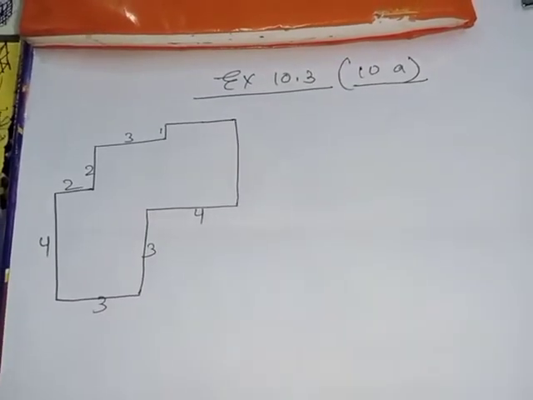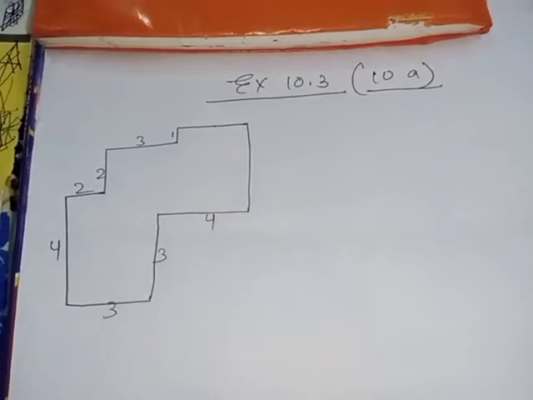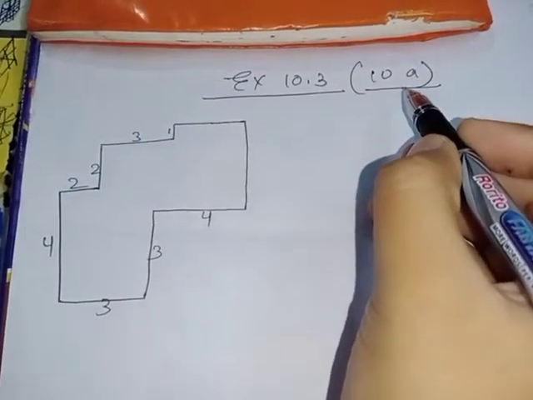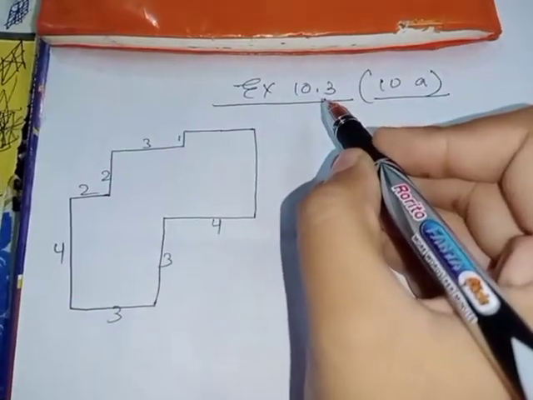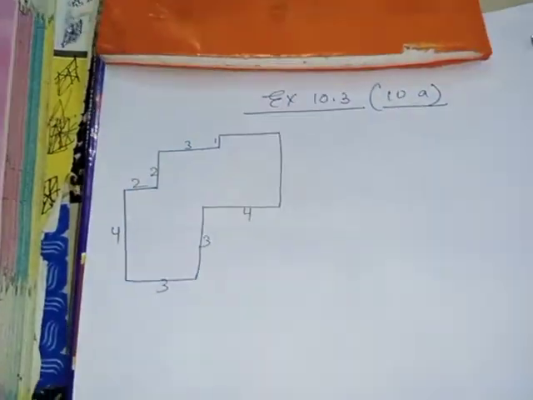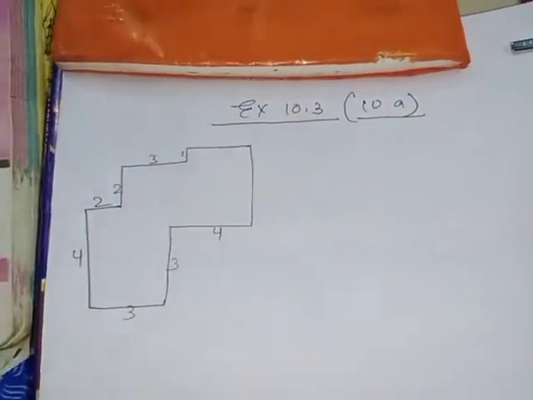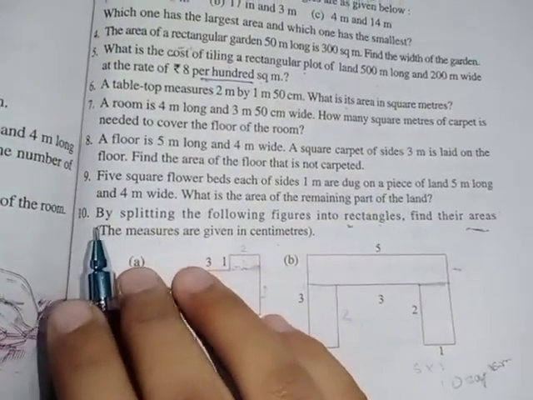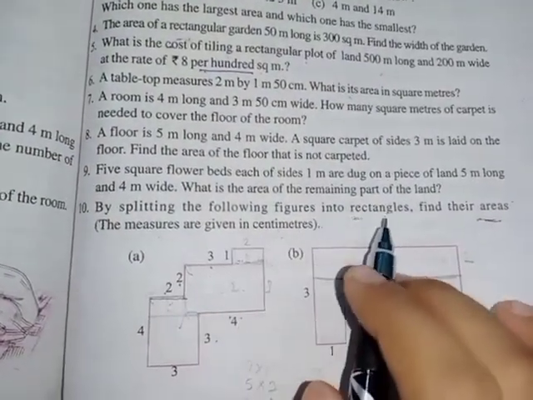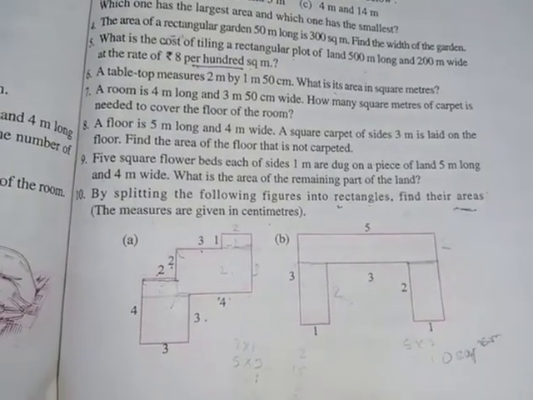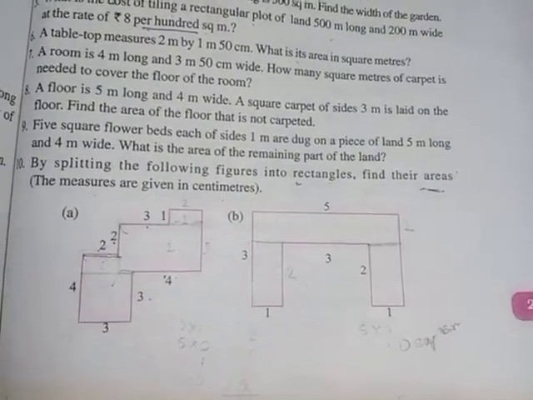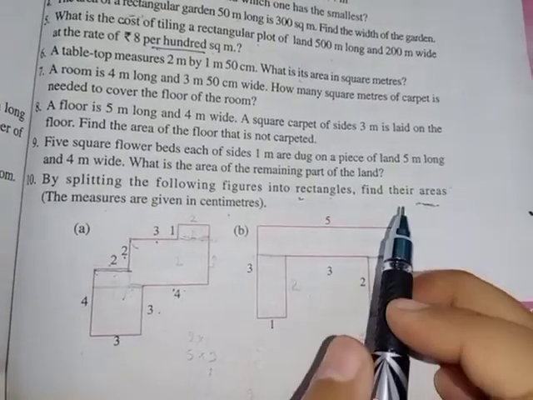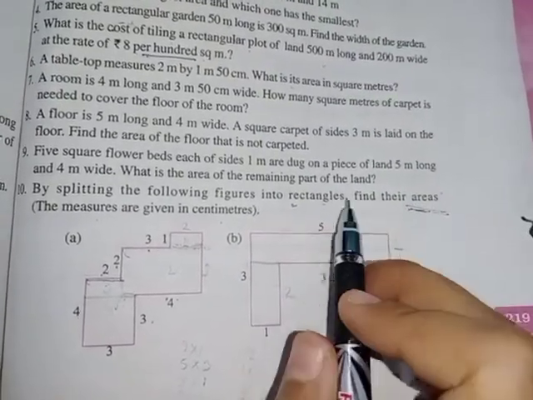Dear students, here is the video clip explaining question number 10A of exercise 10.3. We are given a figure. In this figure, what we have to do, as you can see in your textbook, is split the following figures into rectangles. After dividing them into different rectangles, we need to find the area of those rectangles.